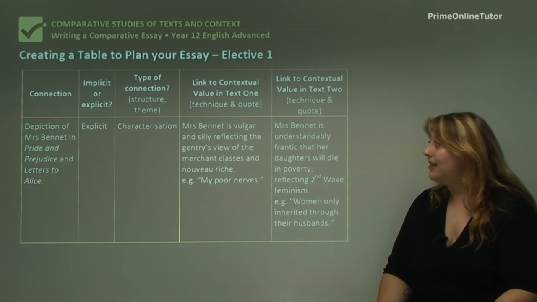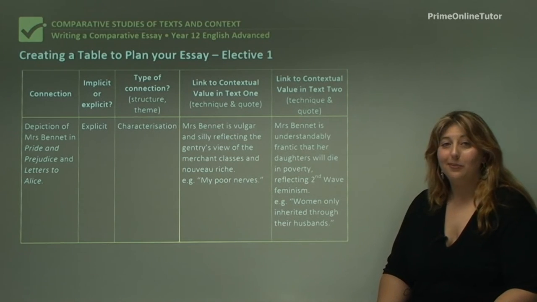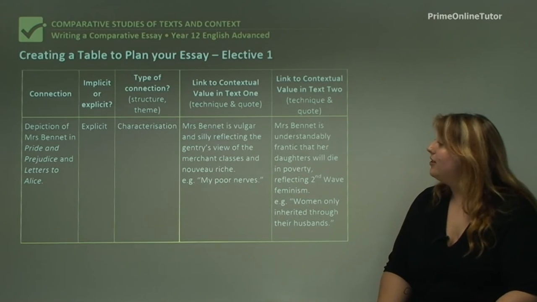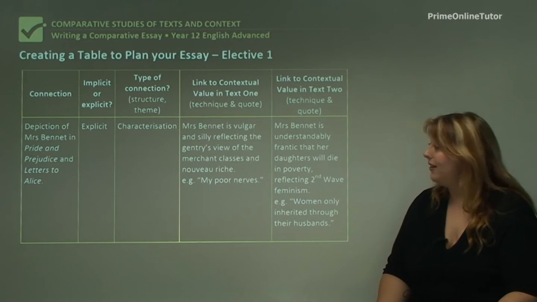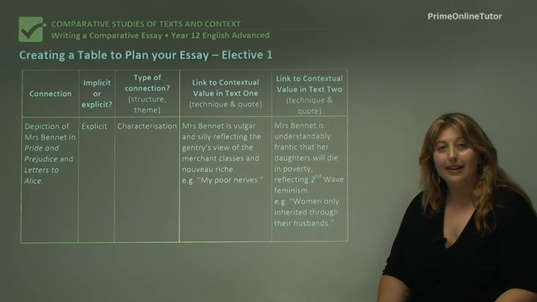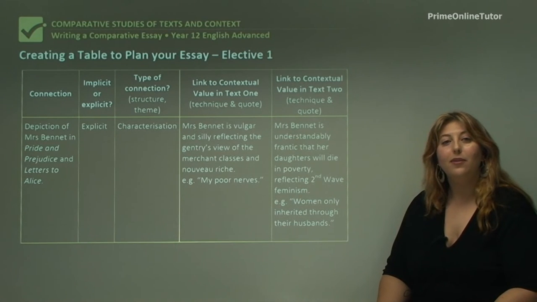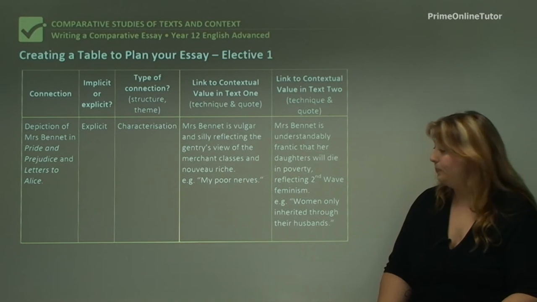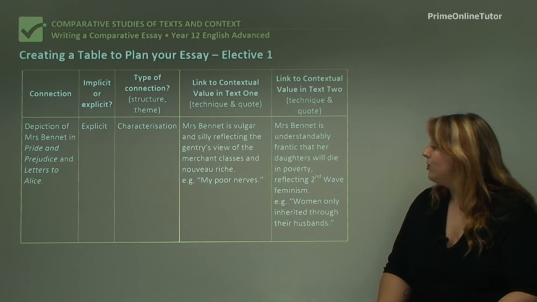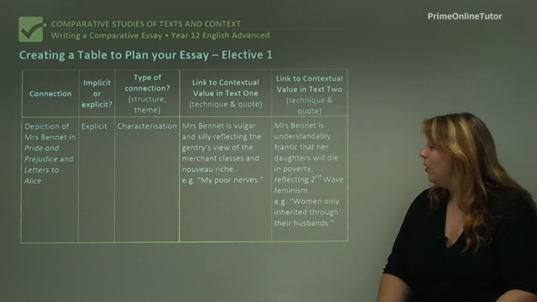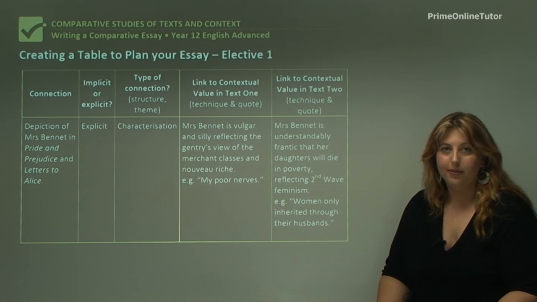But if we look at Letters to Alice, Mrs. Bennet is a completely different kind of character. She's understandably frantic that her daughters are going to die in poverty if they can't get married. So this view is reflecting second wave feminism in the 1980s, where people were very concerned about the social and economic pressures on women. So a quote from Fay Weldon to show us this is where she says, in that time period, women only inherited through their husbands.